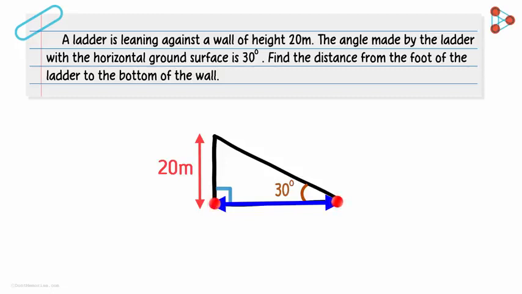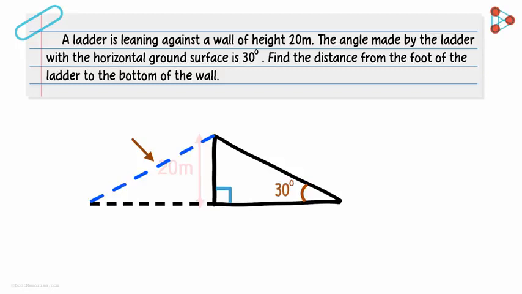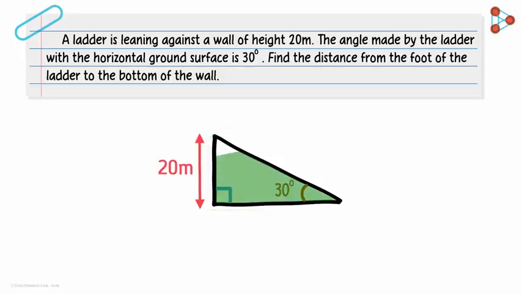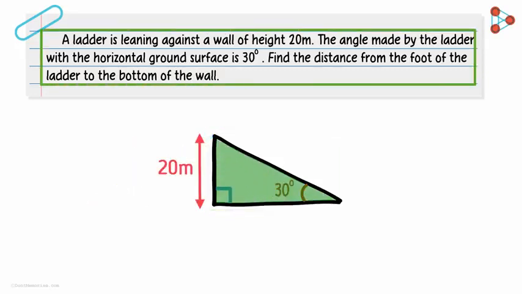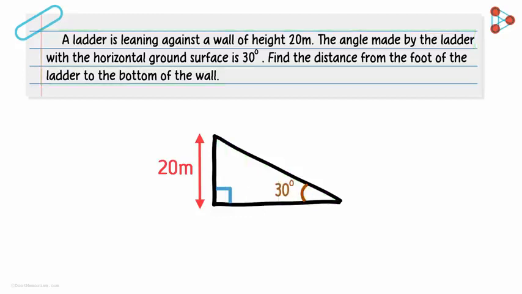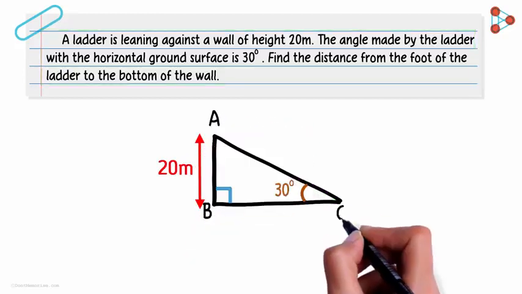Now, some of you may be wondering if we could have drawn the ladder on the other side like this. Guess what? It will not make any difference at all. So we will take the one we had done originally. So here we have our right triangle which pertains to this problem. It was easy to form, wasn't it? Let us name its vertices as A, B and C.